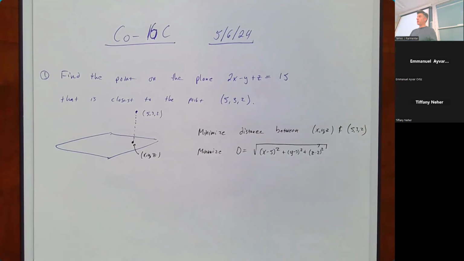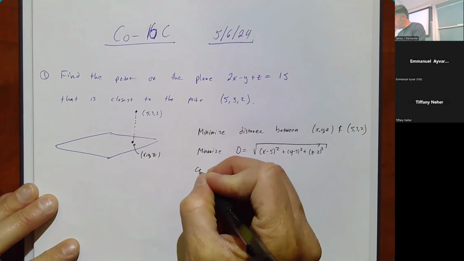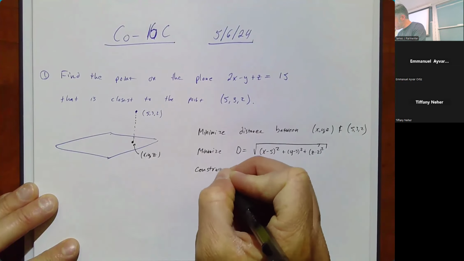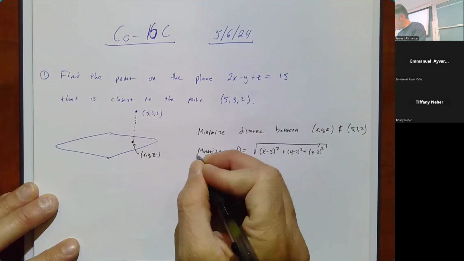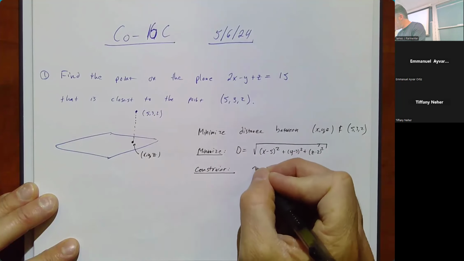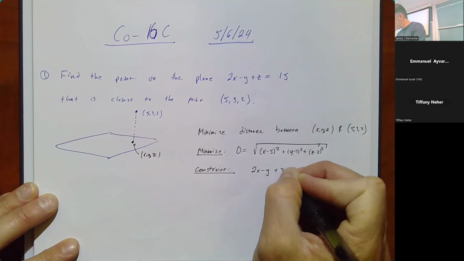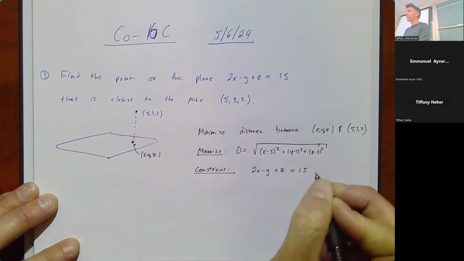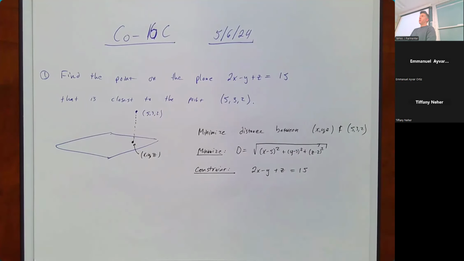Our constraint is that the point that we're trying to find that's closest has to be on the plane. So our constraint here is that we have to have that 2x minus y plus z equals 15. Let's manipulate this just a little bit so it's more typical looking of a Lagrange multiplier situation.